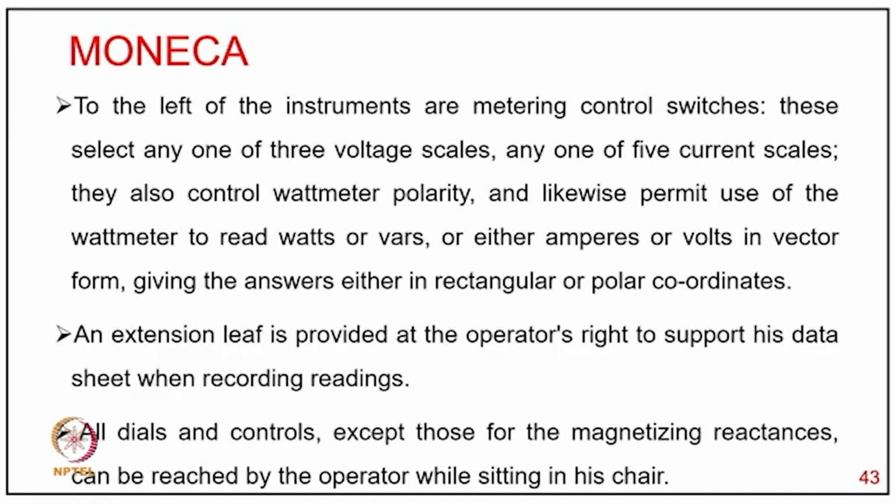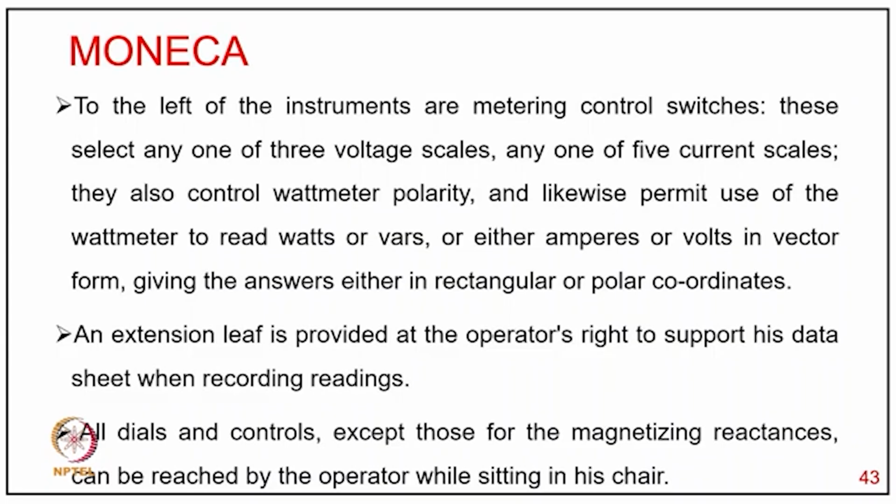And to the left of the instruments are meter current control switches. These select any one of the 3 voltage scales and one of the 5 current scales. They also control wattmeter polarity and permit use of the wattmeter to read the watts or VAR, either amperes or volts in vector form, giving an answer in either rectangular or polar coordinates. An extension leaf is provided for the operator to support his data sheet when recording readings.